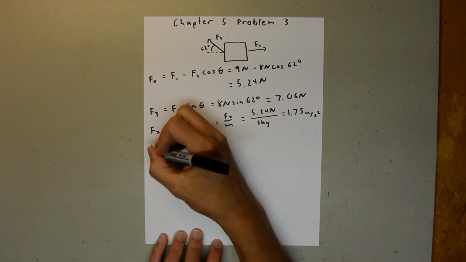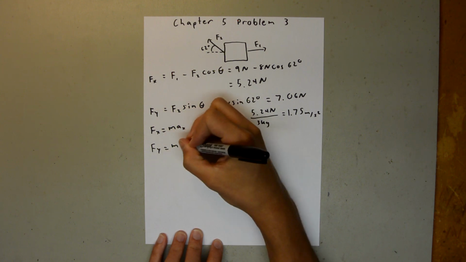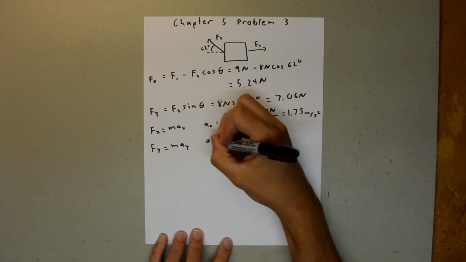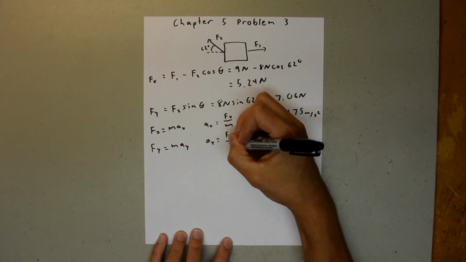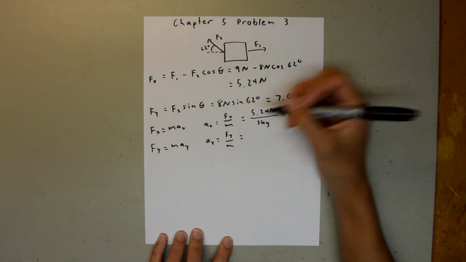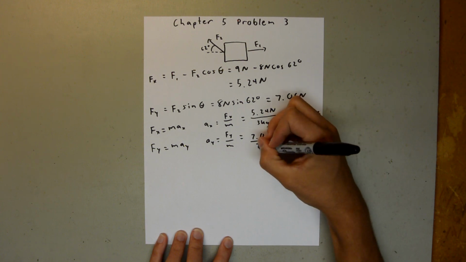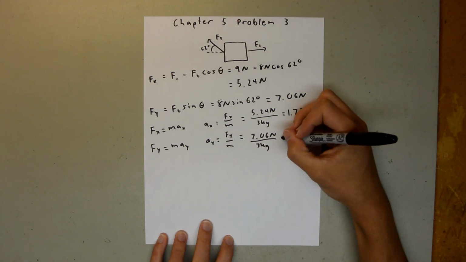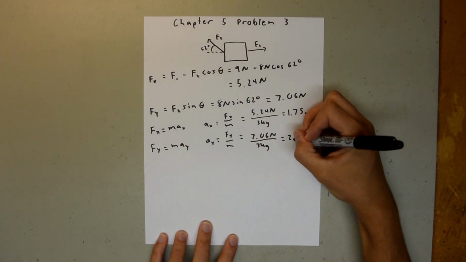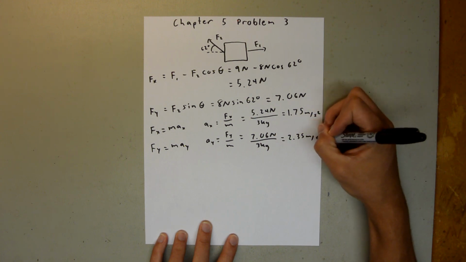And then we can do the same thing for y. F of y equals m a y, so a of y equals F of y over m. And we solved for F of y right here, so 7.06 newtons over 3 kilograms. And that's going to be equal to 2.35 meters per second squared.